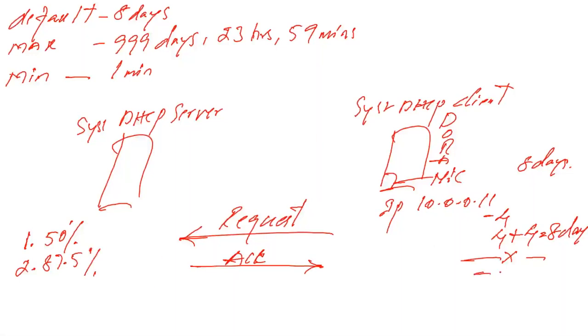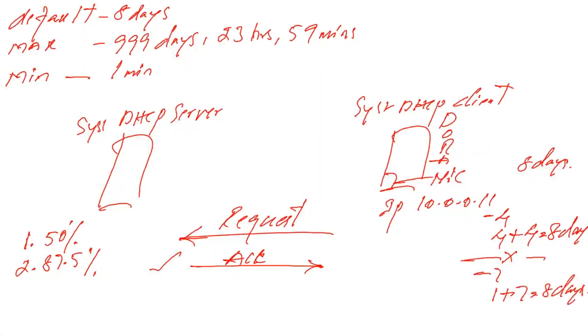It means 7 days are completed. The remaining 1 day is left. And now the client is requesting, and this time the server is working. The server gives acknowledgement. So in the acknowledgement, how many days will be added? However many days are completed, that many days will be added. So 7 days will be added. So again the client has 8 days. So like this, the process goes on.